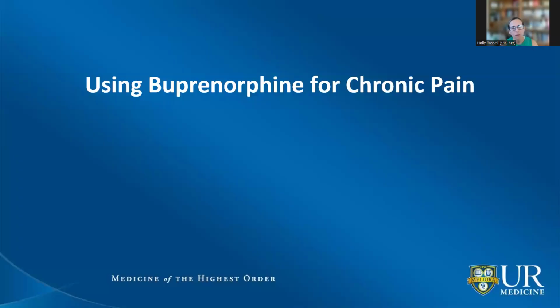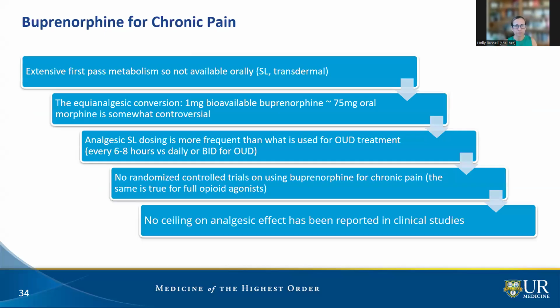Okay. Now lastly, we're going to talk about using buprenorphine for chronic pain. Again, this is kind of an emerging area of clinical use for buprenorphine. Again, as a reminder, buprenorphine has extensive first pass metabolism, so it is not available if taken orally. It's usually dosed sublingually, buccally, or transdermally.